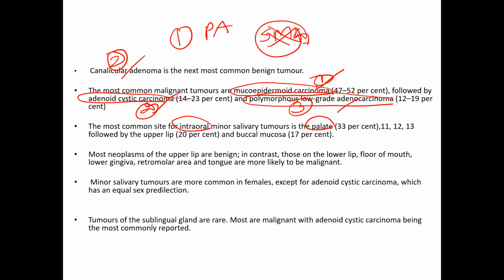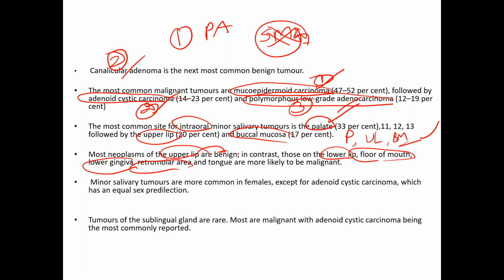the palate, as I already told you, followed by the upper lip and buccal mucosa. Tumors in the upper lip are most commonly benign, while the lower lip, floor of the mouth, lower gingiva, retromolar trigone, and tongue are most likely to be malignant. We have already completed all these things. Upper lip tumors are more commonly benign; lower lip tumors are more commonly malignant.